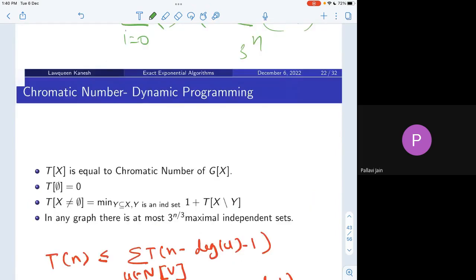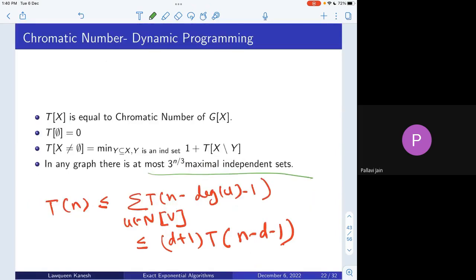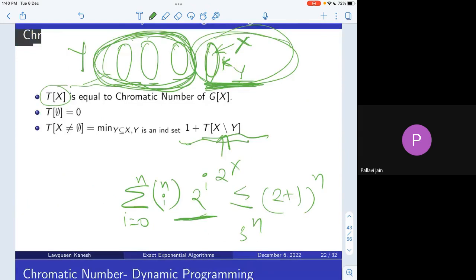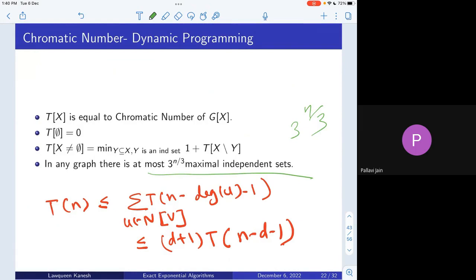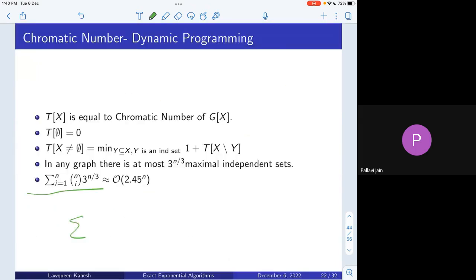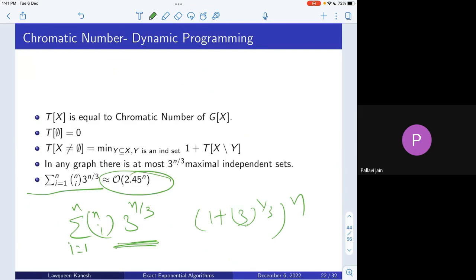But what we are exploiting here is that the number of maximal independent sets on n vertices is at most 3 power n by 3. Instead of looking at all the 2 power n here that we did, this 2 power i, we can actually just write 3 power i by 3. So that will give me the summation of n choose i times 3 power i by 3. If I have just the number of maximal independent sets, we know that it is bounded by 3 power n by 3, then instead of trying all the 2 power n sets, we can just try 3 power n by 3 sets, which is better than 2 power n. So this is then 1 plus 3 power 1 by 3, all to the power n, which is about 2.45 power n.